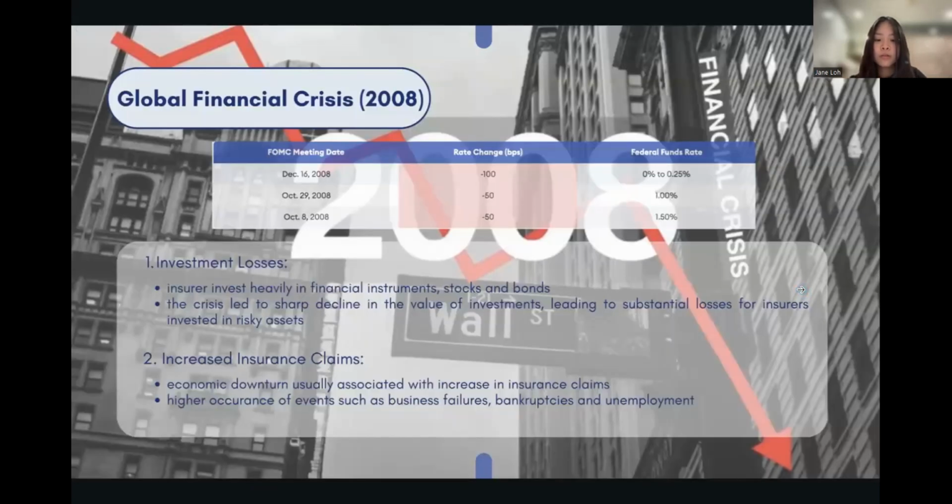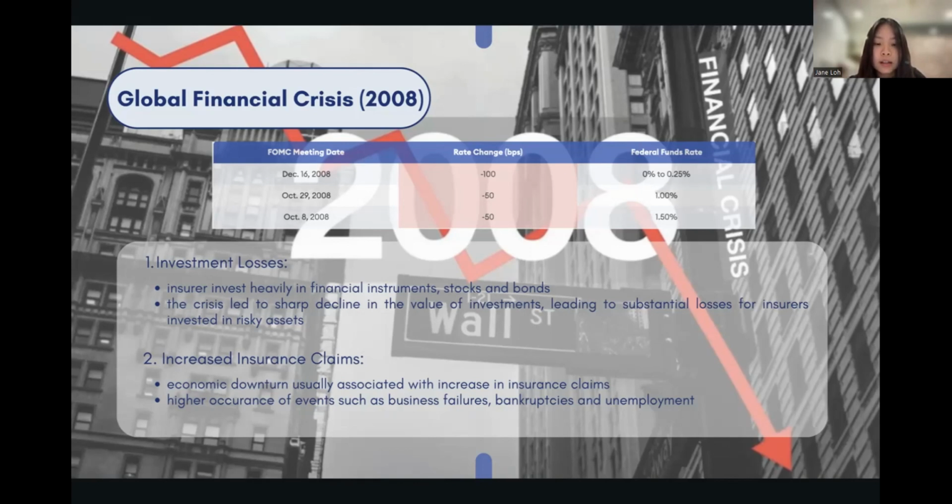Now, we will look into some past events where interest rates have brought significant impact to the insurance sector. First, the 2008 global financial crisis, marked by a sharp decline in interest rates to 0 to 0.25%. Many insurance companies invested heavily in financial instruments, including stocks and bonds. The crisis led to a sharp decline in the value of these investments, causing substantial losses for insurers with exposure to risky assets.